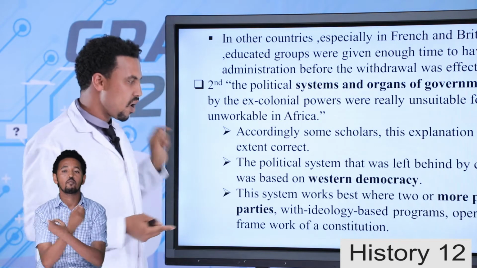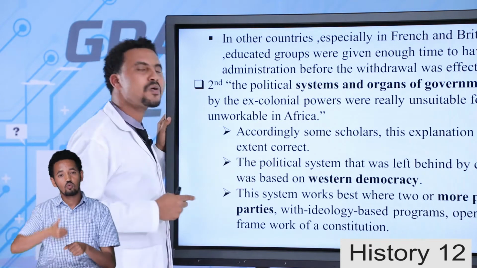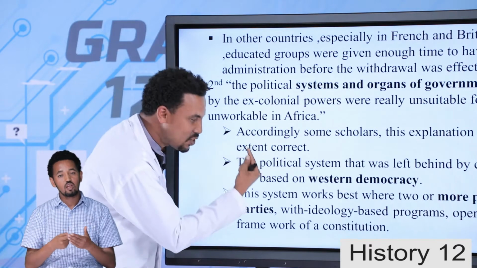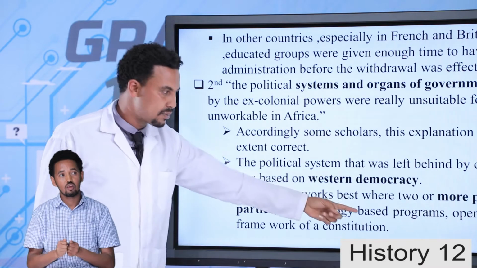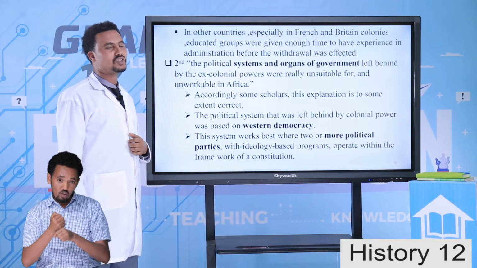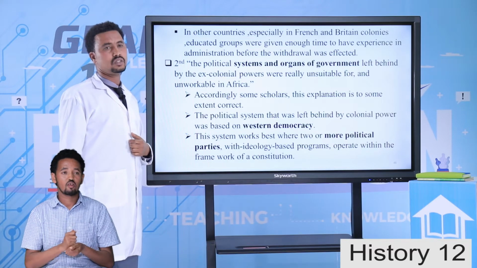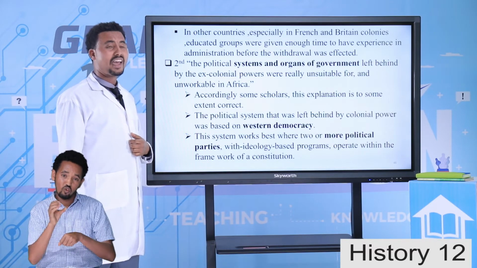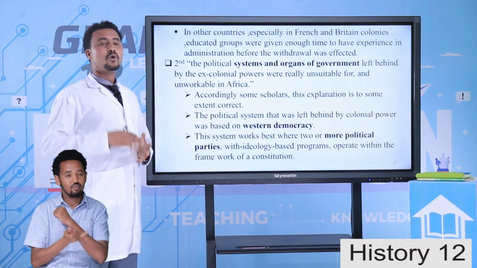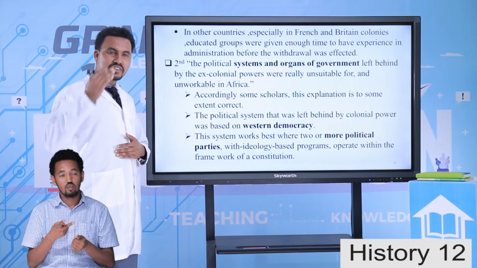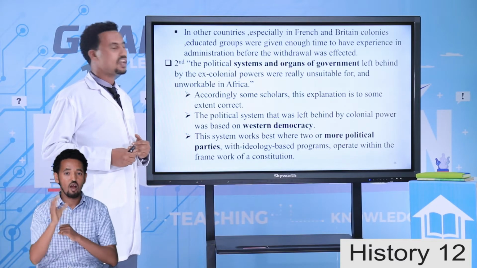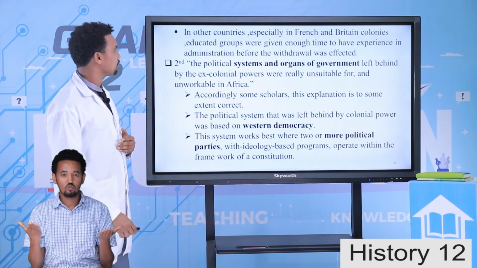This system works best where two or more political parties exist in a country, with an ideology based on programs, and operate within the framework of a constitution. As you know, a constitution is the fundamental and supreme law of a given country. If there is a constitution, both the governor and the governed are under the law. But among African countries, there is no such type of system.